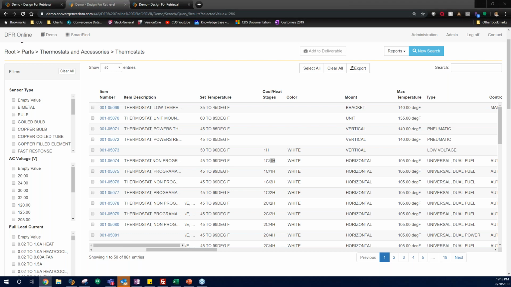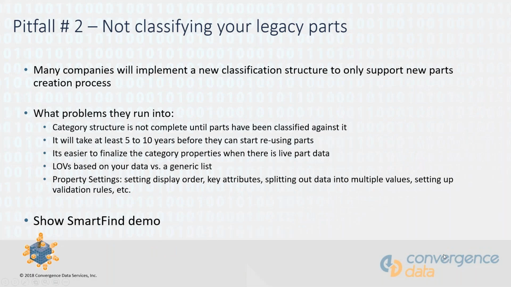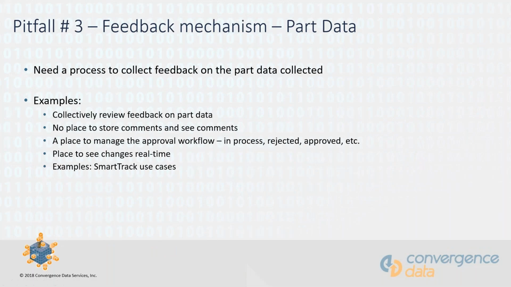Okay. All right. So next, the last pitfall we have here, pitfall number 3, is you need a feedback mechanism as you're processing your parts against the classification structure, as you're collecting the data for your parts, which is all the attribute data. You need an easy way to review that information, to approve that information, to add comments. At that point, you're processing lots of data, your legacy data, so you need a mechanism to manage that whole workflow. We're going to show you an example of how that can be done.